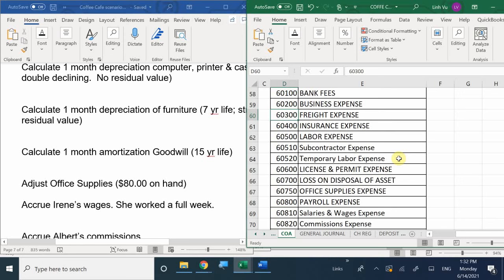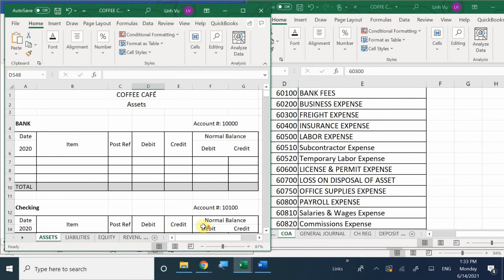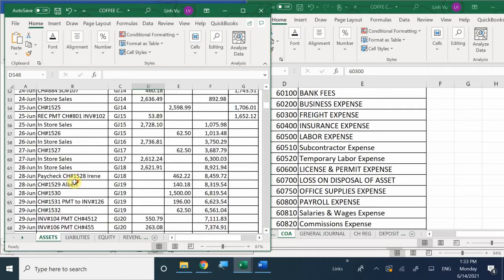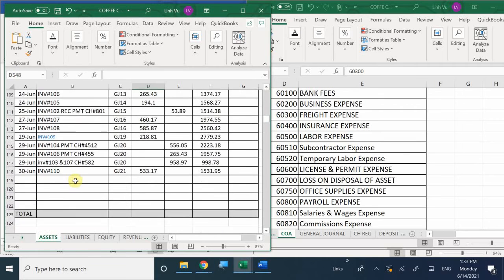Anybody else want to try another guess? Okay, I'm back. I found it. In the general ledger, under office supplies, under assets, it shows that we have a debit balance of 150. Since we have $80 worth of supplies on hand, I would take the 80 from 150, and that would be the amount of office supplies I used.